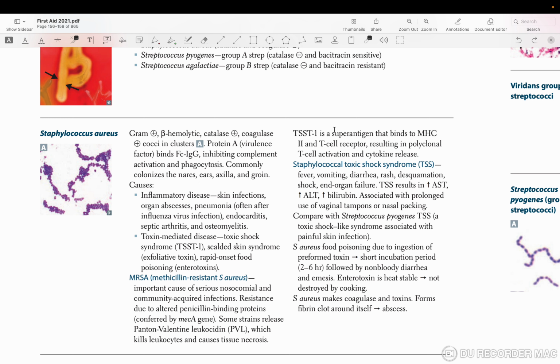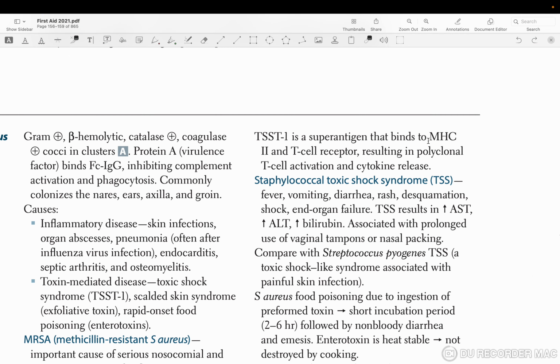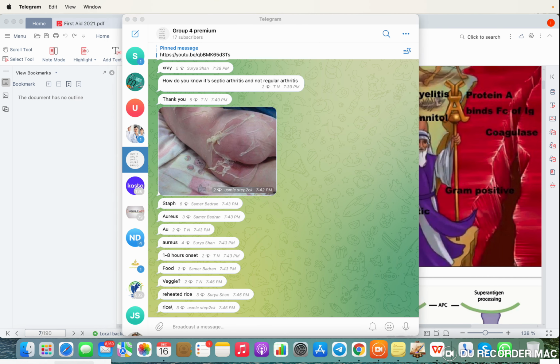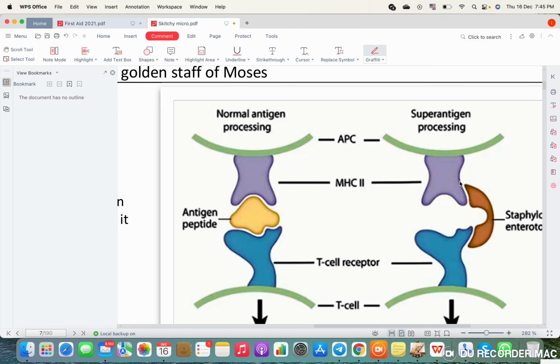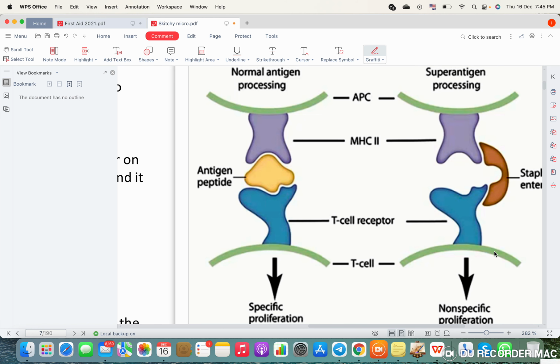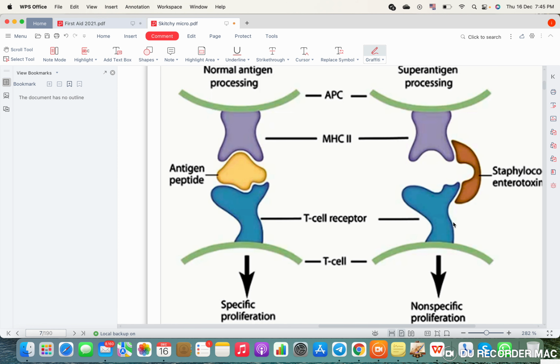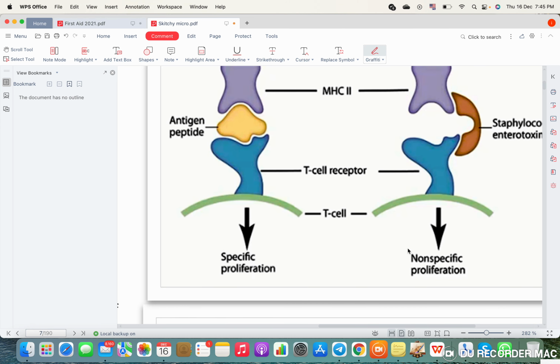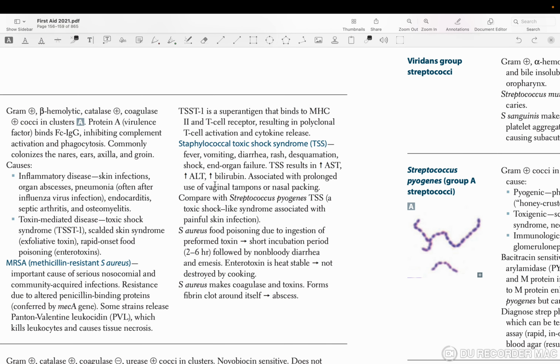So the toxic shock syndrome toxin is basically a superantigen that binds to the MHC and the T cell receptor. You are like, how would it do that? Take a look here. It's binding to both the MHC and the T cell receptor. So 2 in 1, yes? It's activating directly. You don't even need an antigen peptide anymore. You can activate this directly. It leads to non-specific proliferation, and that's the problem. It results in a polyclonal T cell activation and cytokine release.